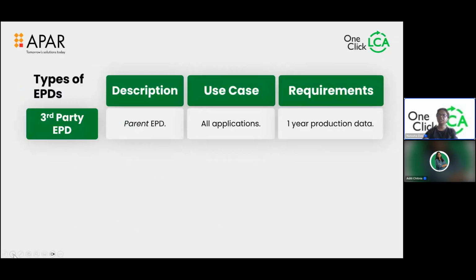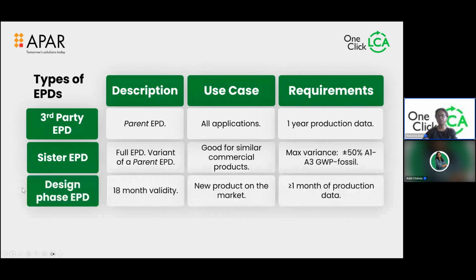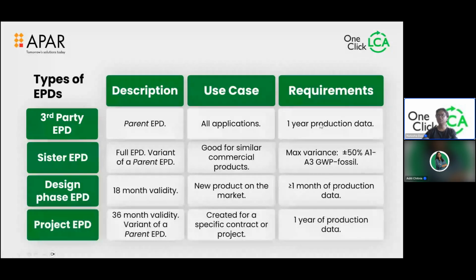There are different types of EPDs. The first one is what we talk about, third party verified. It is the parent EPD. That is, you use all applications and you have 1 year production data. Now, 1 year production data is required for an EPD. If you do not have 1 year production data, you can go for something called a design phase EPD. The first EPD that you see here, the third party verified EPD, that is the parent EPD, is valid for 5 years and should have 1 year production data.